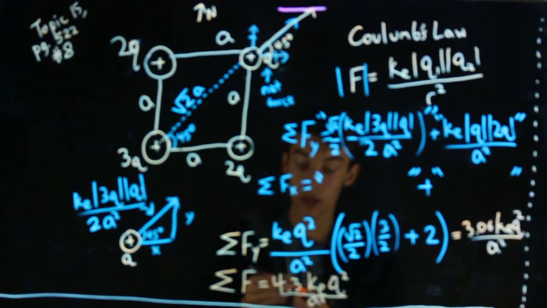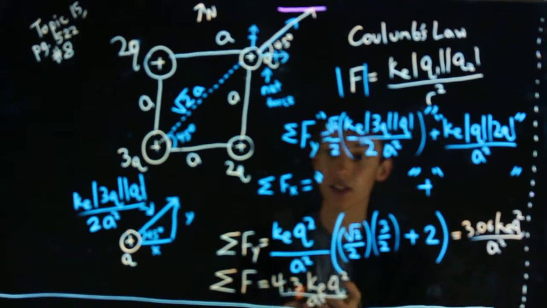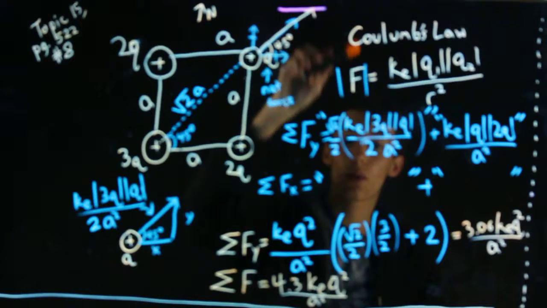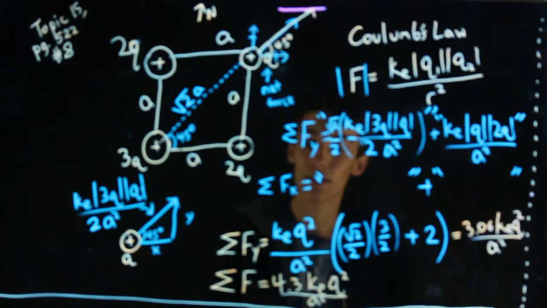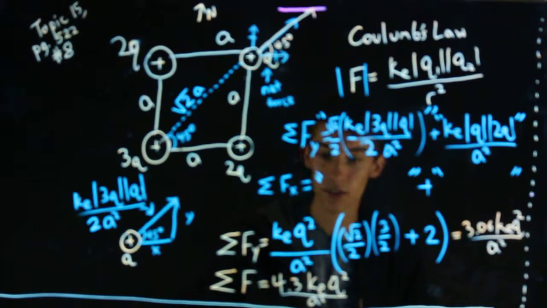That is the magnitude of our net force, and remember that that does not give us the direction. We know earlier that the direction is going to be northeast, or up and to the right at a 45-degree angle. So that's the solution to the problem, and pat yourself on the back if you got it.